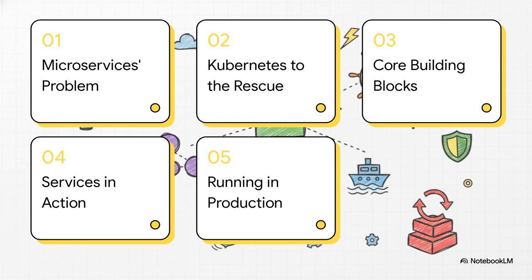All right, so here's our game plan. First, we'll look at the big problem with microservices. Then, we'll see how Kubernetes comes to the rescue. We'll get into the nitty-gritty of its core building blocks, see how they all come to life, and wrap up with how to run this stuff strong in production.